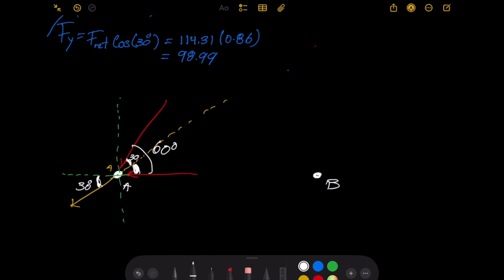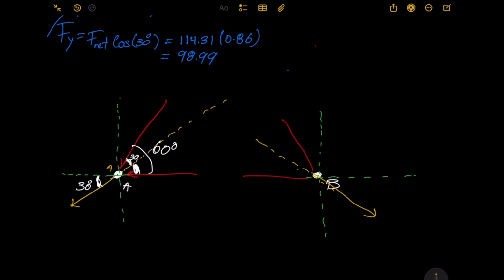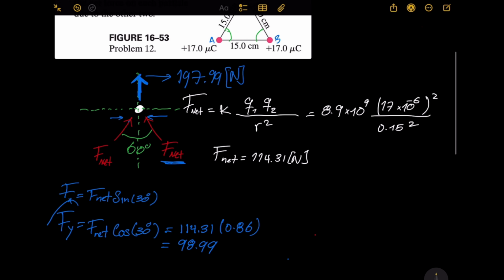Same for particle B. Since this is 30 degrees, this is also 30 degrees. And there you go. You have the directions for each particle and the magnitude, which is 197.99 newtons.